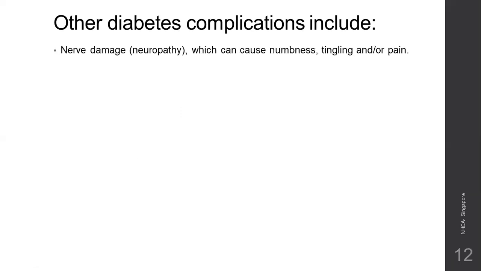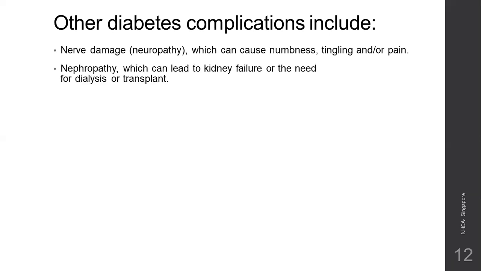Then other complications: nerve damage, which usually causes numbness, tingling sensations, and even pain. That is called neuropathy. It starts with numbness and tingling, and when it progresses, it becomes painful. Nephropathy, damage to your kidneys. It will first affect your glomerular filtration rate, and then it will lead to kidney failure. And you may require dialysis treatment as well or kidney transplantation.